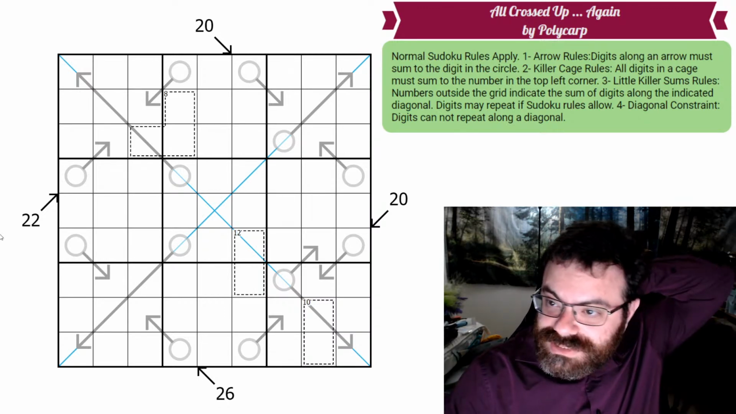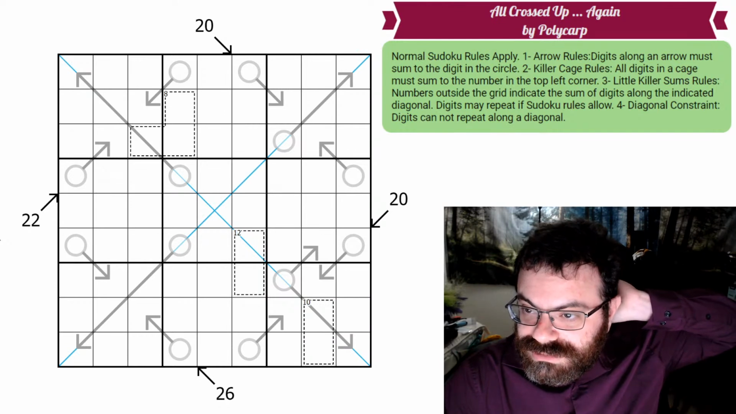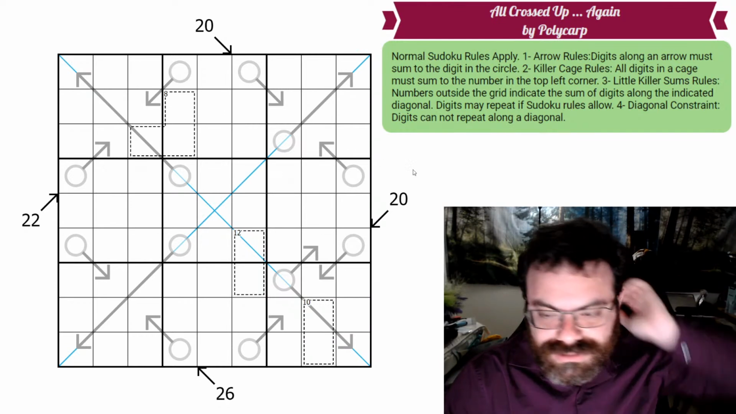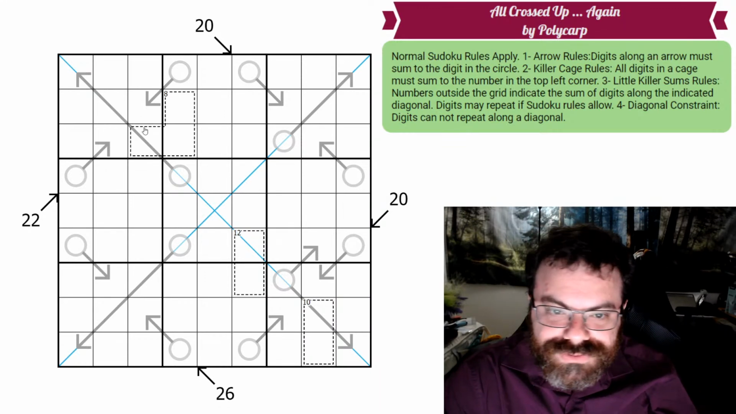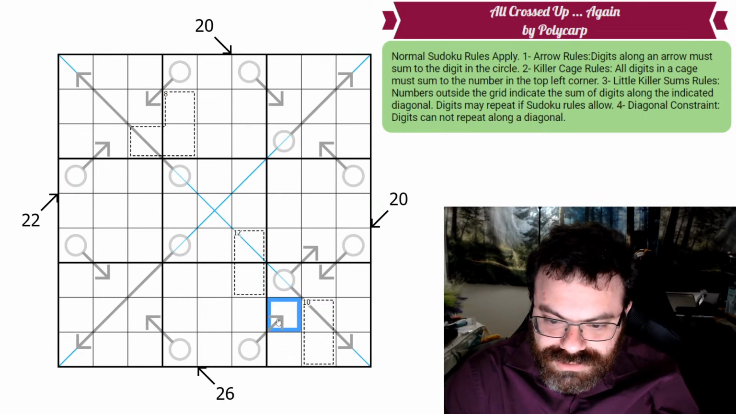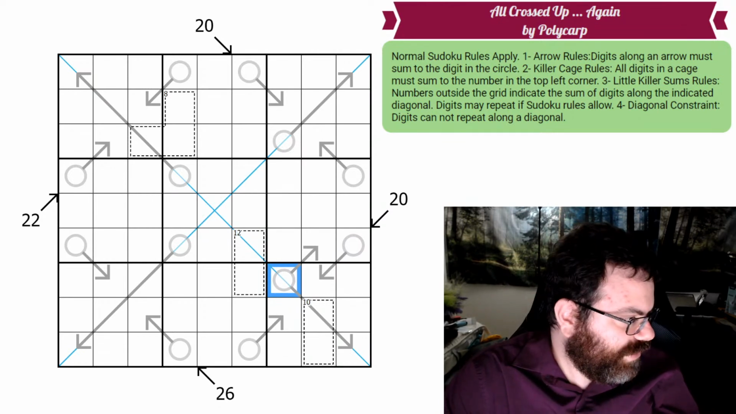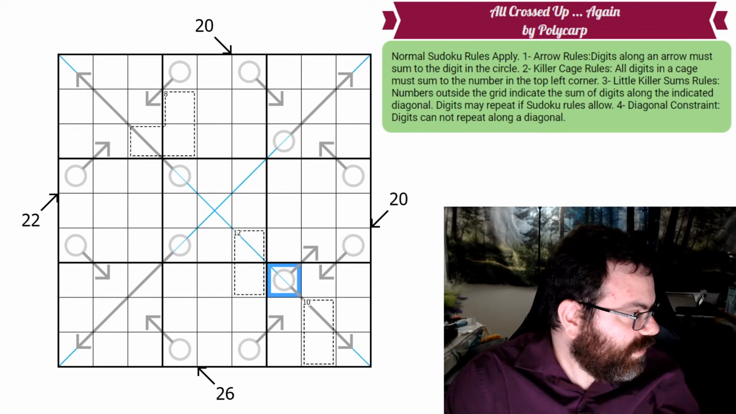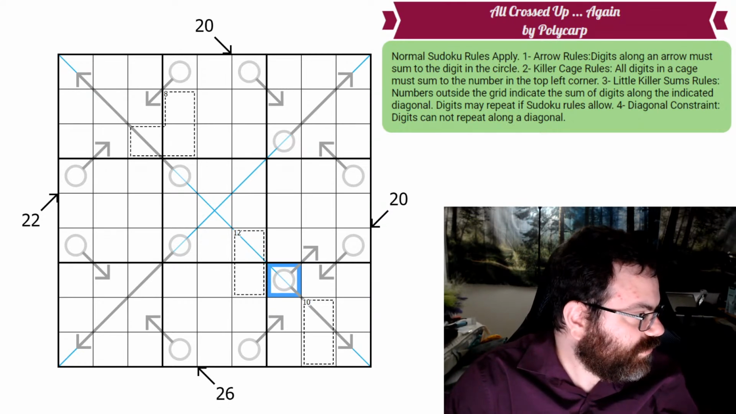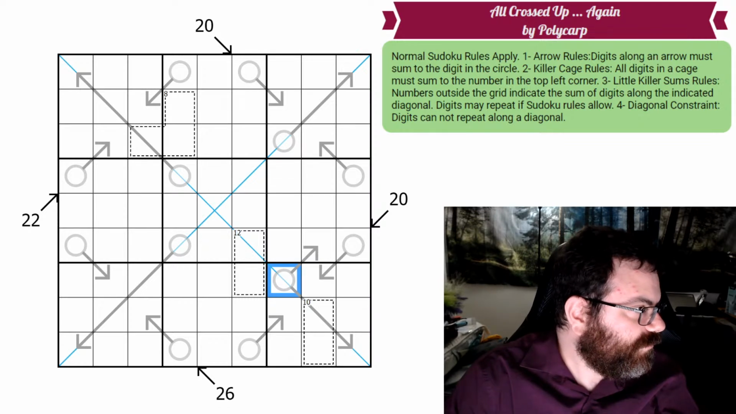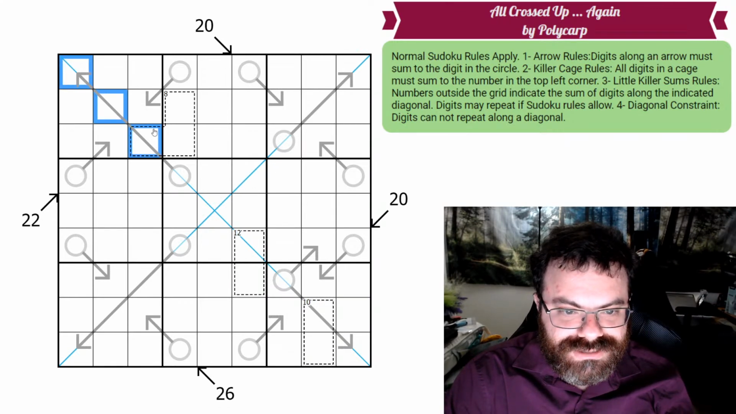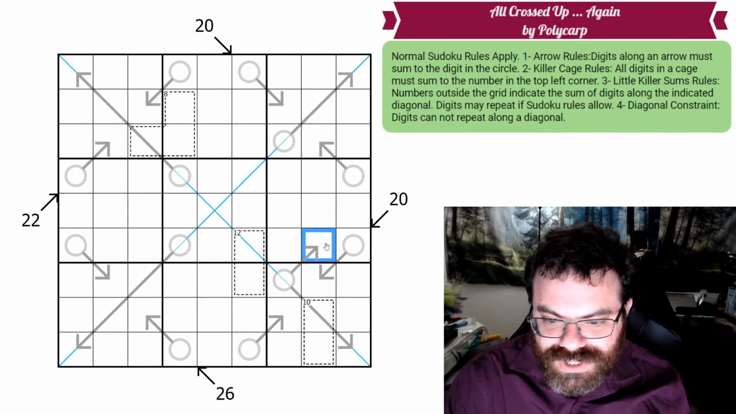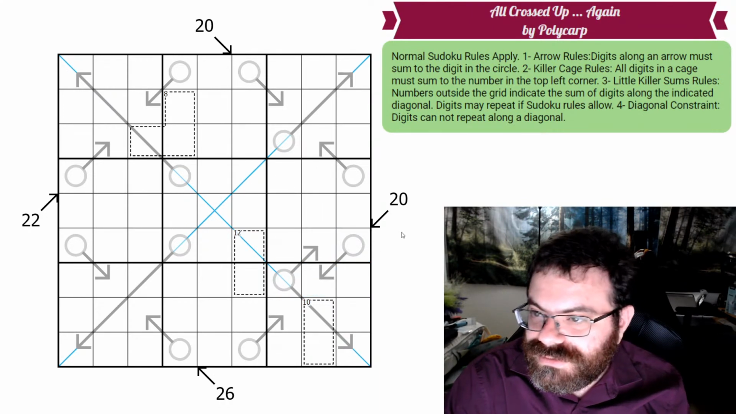Okie dokie. So this is All Crossed Up Again by Polycarp. We have normal Sudoku rules. Looks like we have standard arrow rules. So most of these arrows are clones. Not all of them, though. So arrows, the digit in the... Yes, the links, sorry. Here's the links. All right, so digits along an arrow, such as here, they sum to the value in the circle. If there's just one value, then it's just a clone. So we got a bunch of clones in this board.